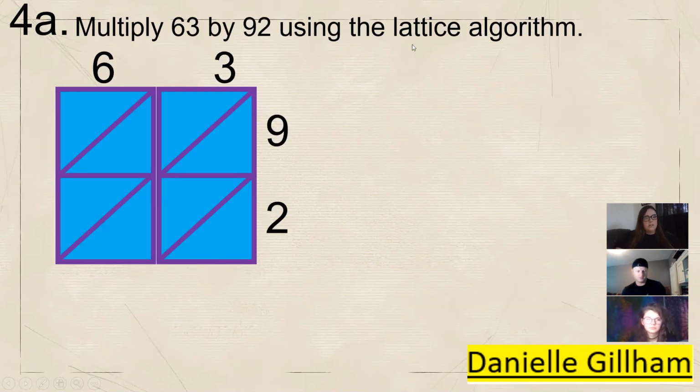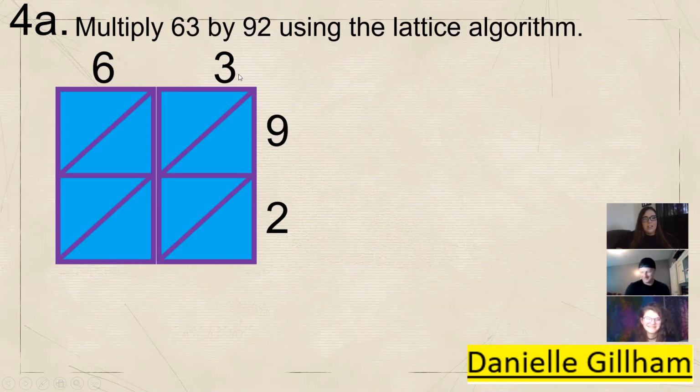So this algorithm is multiplying, and it really made things really simple. I liked it a lot. So we're going to multiply 63 by 92 using the, I think you say Lattice or algorithm. Lattice? So, I don't know. Lattice? Is that French? I think so.